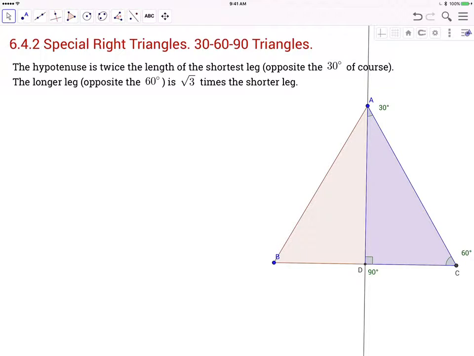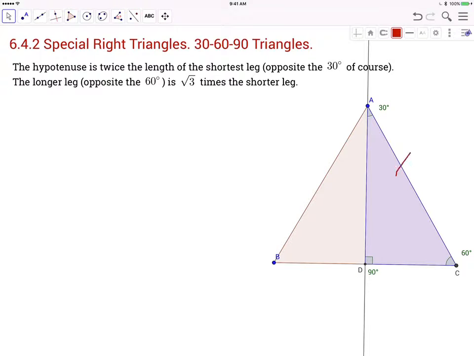Okay, here's section 6.4.2, special right triangles, 30, 60, 90 triangles. So I'm going to start off by letting you know that what we're aiming at is that the hypotenuse of our 30, 60, 90 is twice the length of the shortest leg, and the longer leg is root 3 times the shorter leg. So I'm going to draw your attention to the purple triangles.